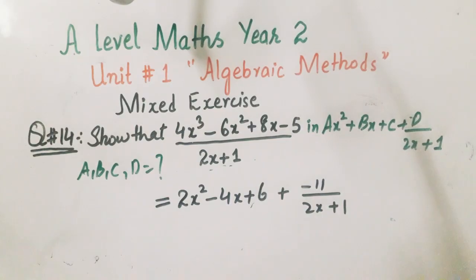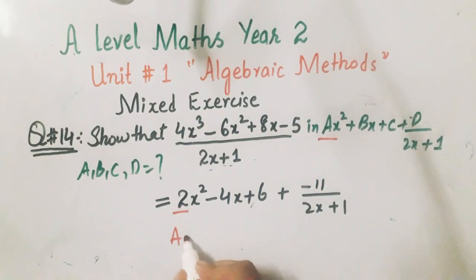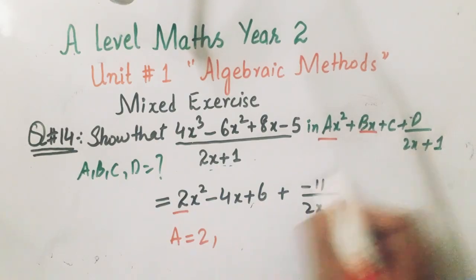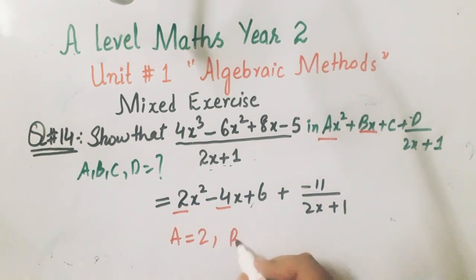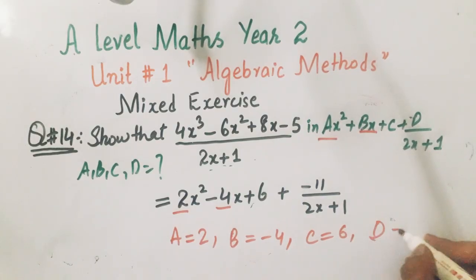So now compare both the equations, where a is 2, b is minus 4 and c is plus 6 and d is minus 11. So this is the answer. Now we will solve question number 15.